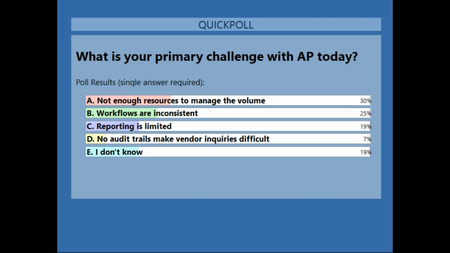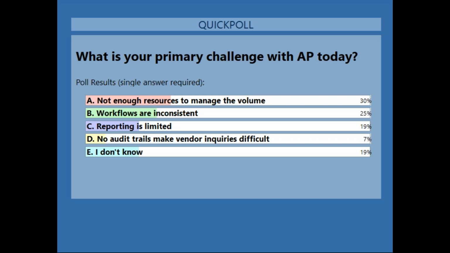So the top 30%: we have not enough resources to manage the volume that we have, and then workflows are inconsistent and reporting is limited. That's about what I expected. Sometimes I expect to see a little more on the reporting side of things, because the reporting side is really what allows us to unlock that strategic value. The good news is that at the root cause of those top 3 items are manual processes and ineffective workflows and approvals, and we'll see that cost-effective technology allows us to really address those pain points and deliver that value.